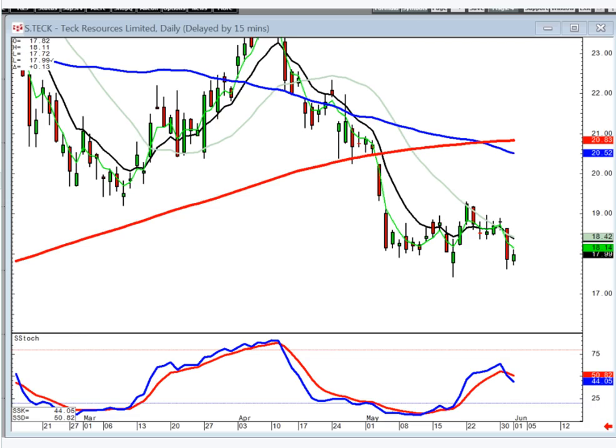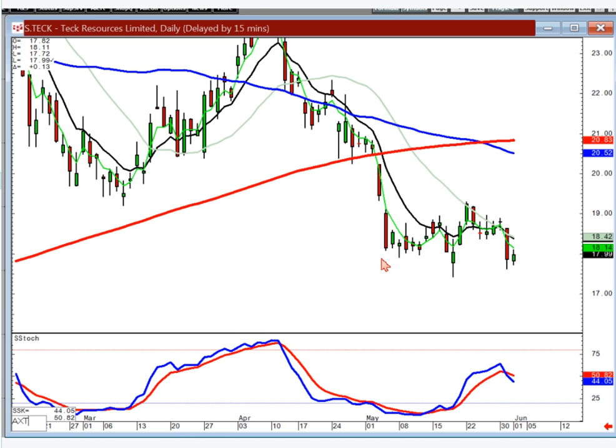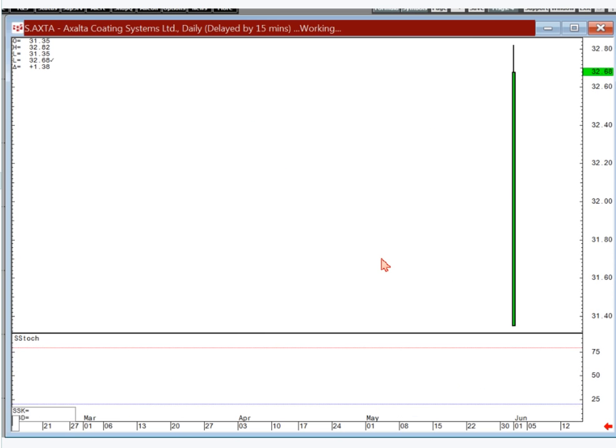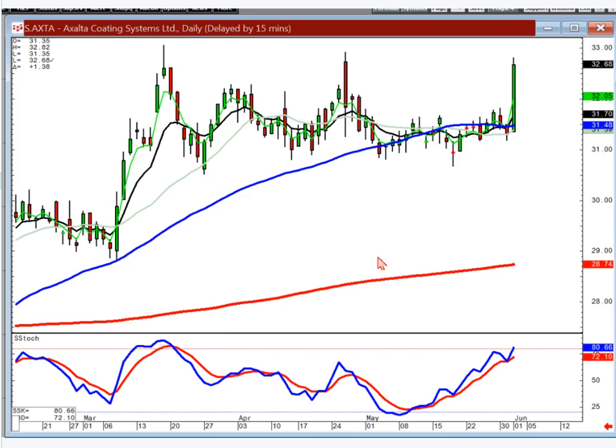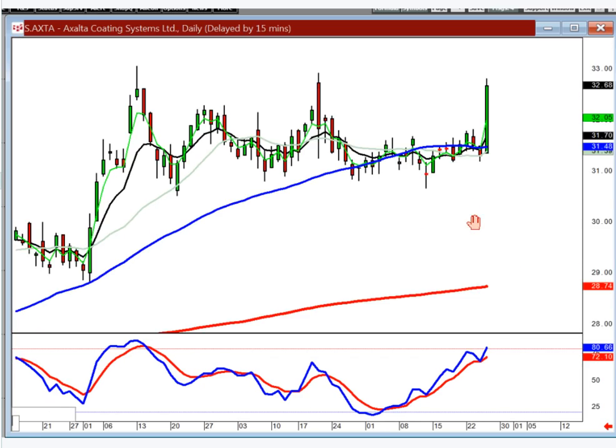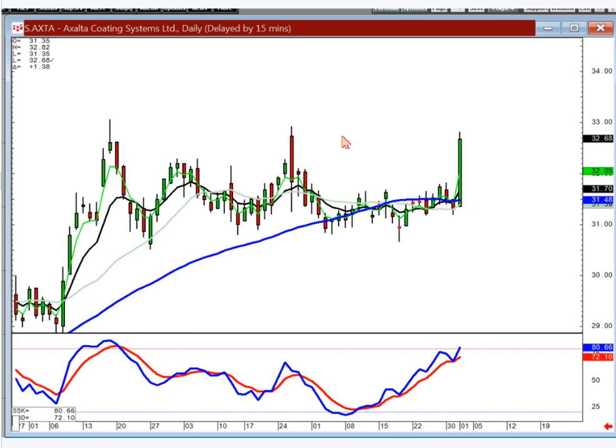Oh, I keep flipping. Did you cover AXTA? Good little breakout, but it still needs to break above this level because as you can see, every time it's gotten to this level, they've sold it off. So you can buy it on strength. It just needs to stay up above that level.